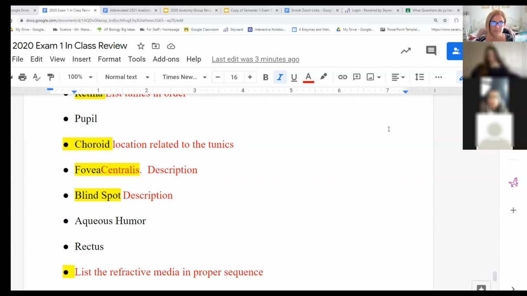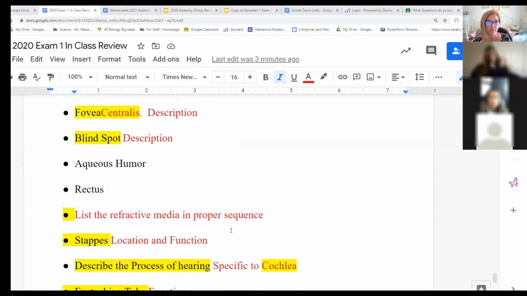the optic nerve, no worries, the optic nerve exits the eye. The refracted media in proper sequence, again, I saw this, like this is one of the things I tried to pay attention to. We all seem to have it on the review sheet. So cornea, aqueous humor, lens, vitreous humor.